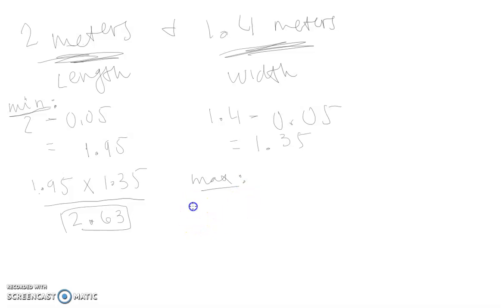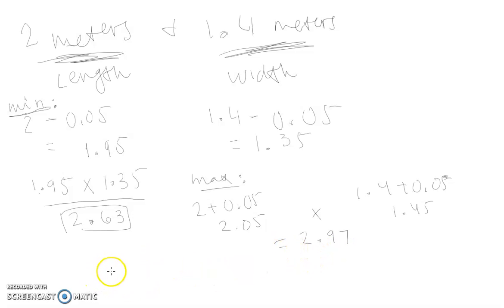So for the length, it'll be 2 plus 0.05. And for the width, it'll be 1.4 plus 0.05. Because you're adding, it maximizes the entire thing, you know? So 2.05, and this will go to 1.45. So now, same thing as before, just multiply these two values, and it'll give you 2.97. So this is the max.